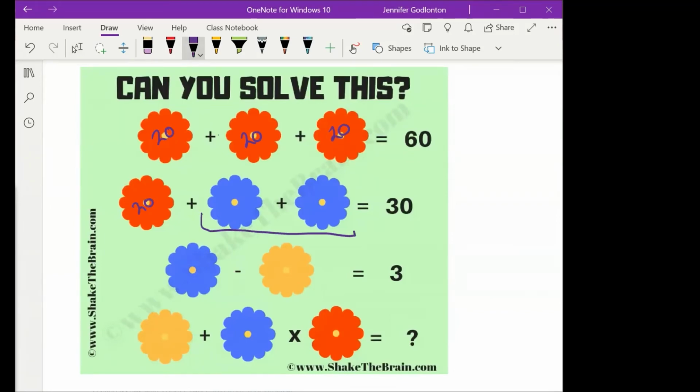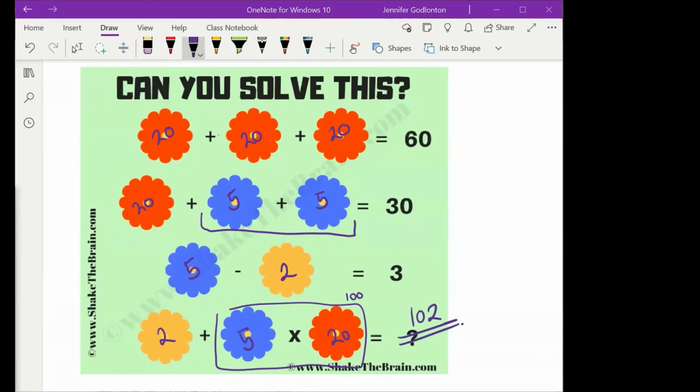And so that means that these two together must be 10. So our blues are 5. And that means that this yellow must be 2. And so it's 2 plus 5 times 20. But because of BODMAS, we have to do that first. 5 times 20 is 100, and 2 plus 100 is 102. Well done, Gershom. That was awesome.